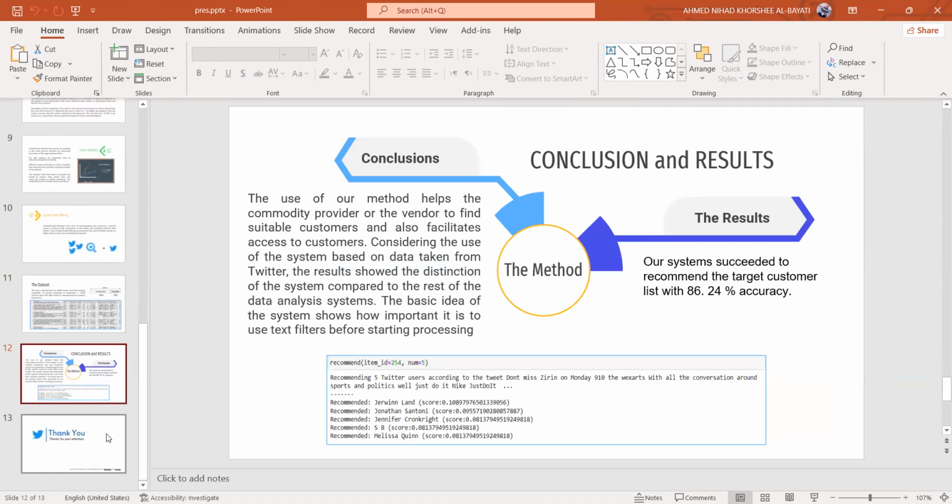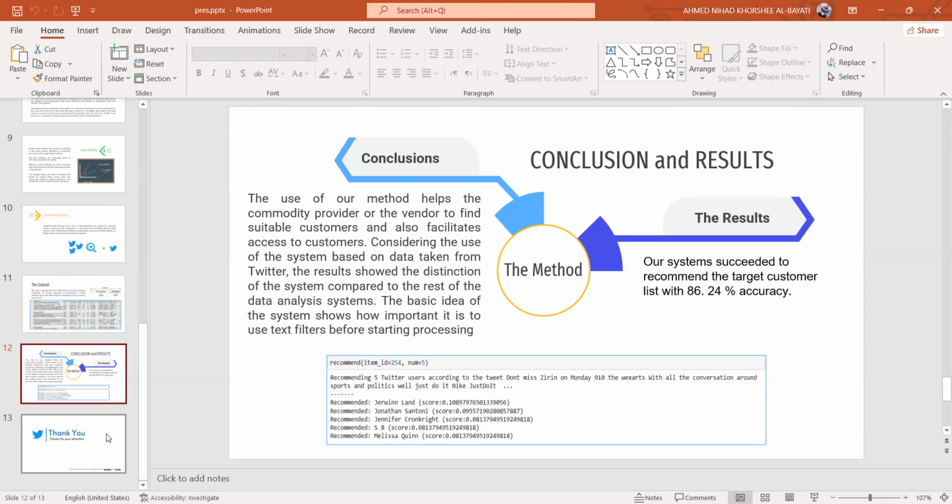Finally, the use of our method helped the community provider or the vendor to find suitable customers and also facilitated access to the customers. Considering the use of the system based on data taken from Twitter, the results showed the advantage of the system compared to the rest of the data analysis systems. The basic idea of the system shows how important it is to use the text filter before starting processing. In the method and as the result, our system succeeded to recommend the target customer list with 86.24% accuracy.